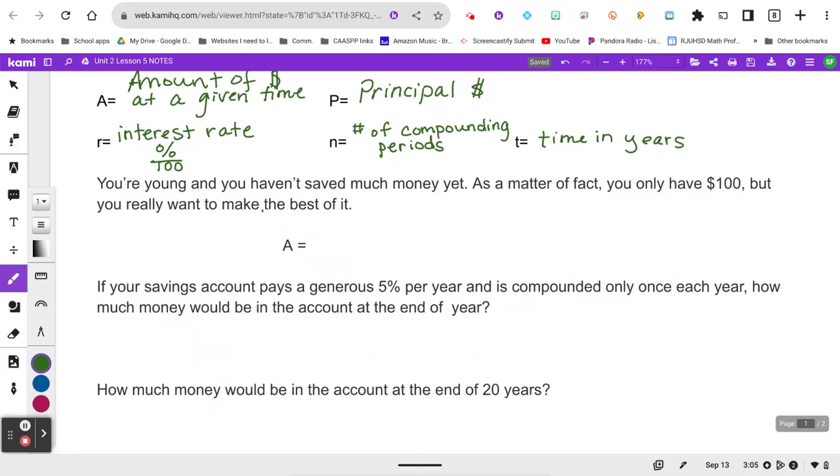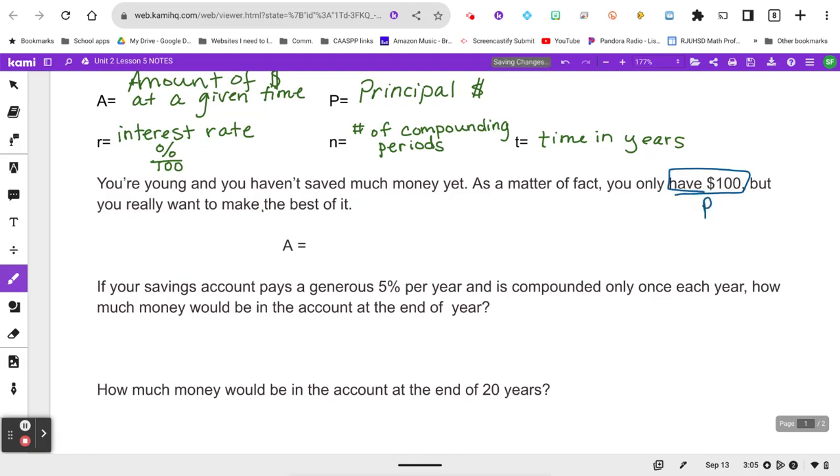So starting off with a problem. If you're young and you haven't saved much money yet, as a matter of fact, you only have $100, but you really want to make the best of it. So you have $100. That is your P for principal.